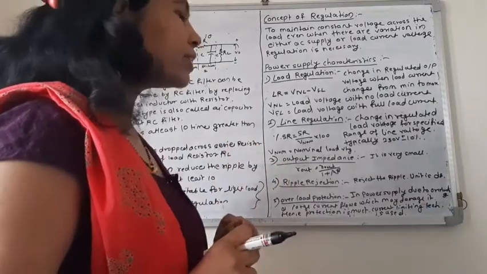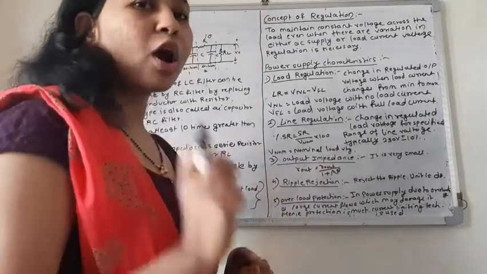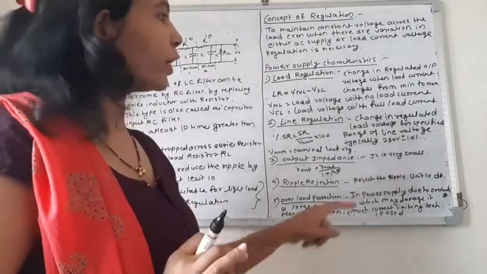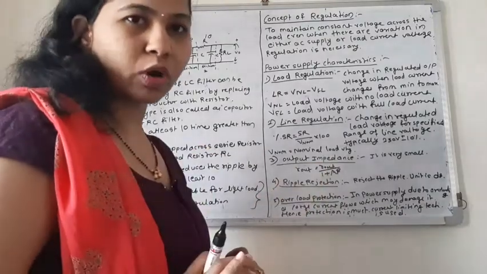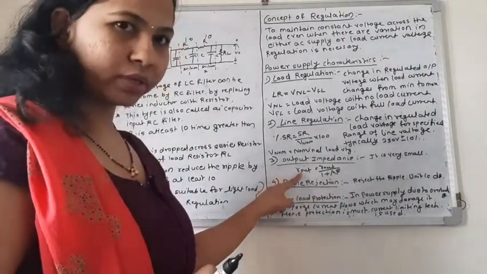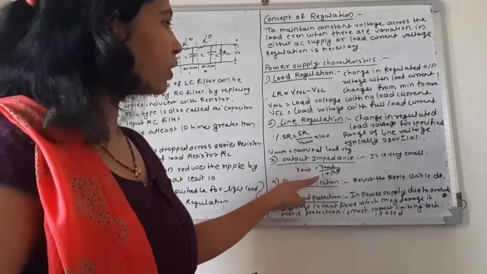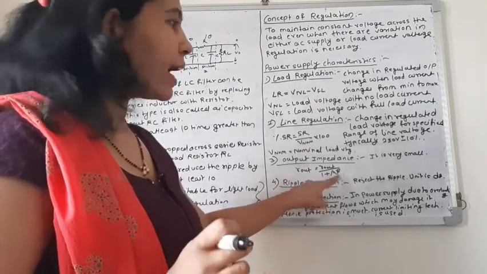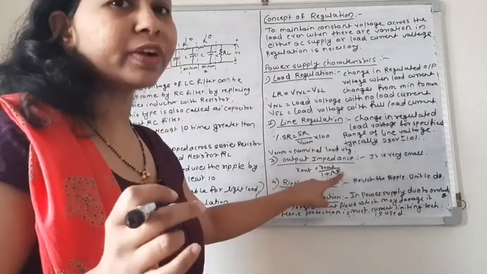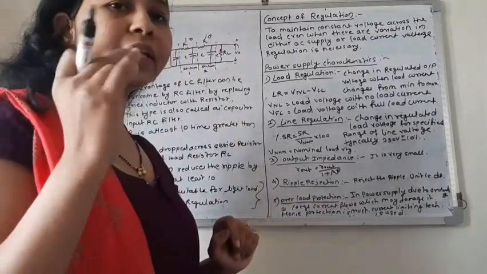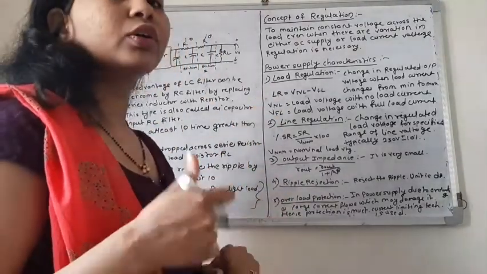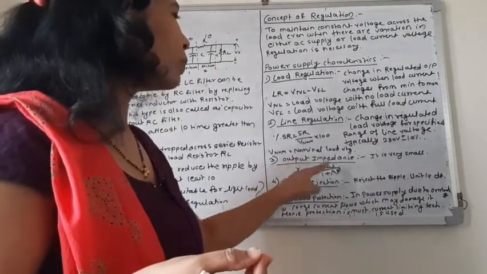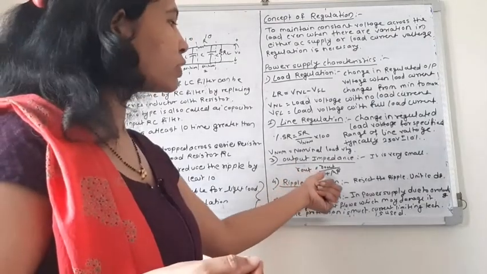Third characteristic is output impedance. Output impedance across the regulated load voltage is always very small. Note that point. It is given by R out equals R out upon 1 plus A beta, where A is the gain and beta is the feedback factor. Mostly in the numerical part we need these characteristics to calculate values, and if you are asked for output impedance, then this formula is used.